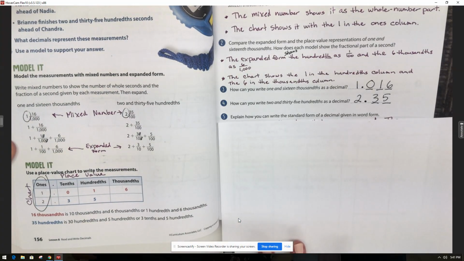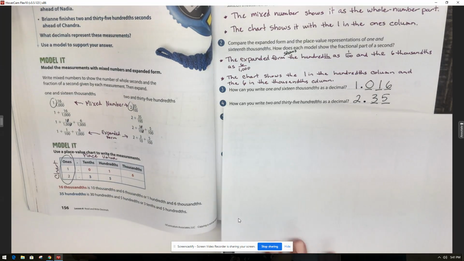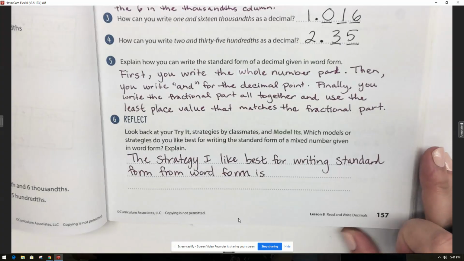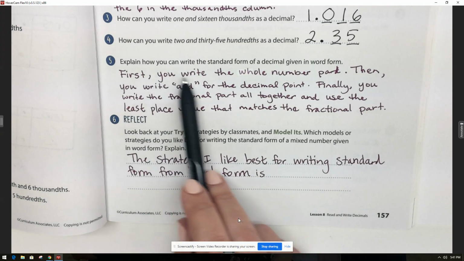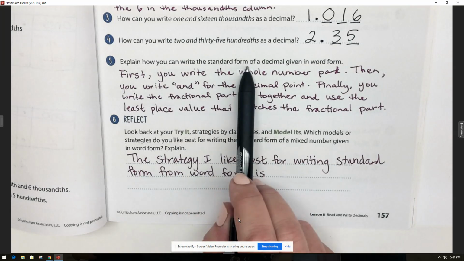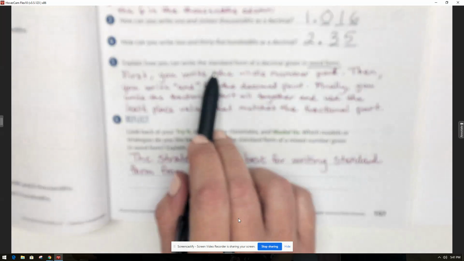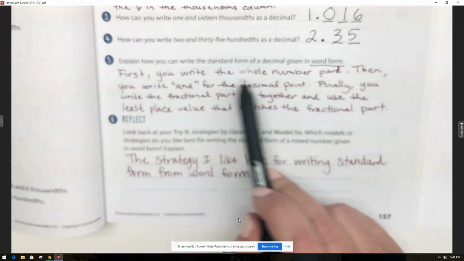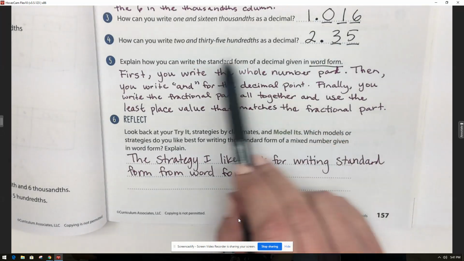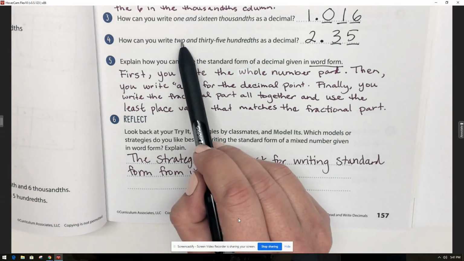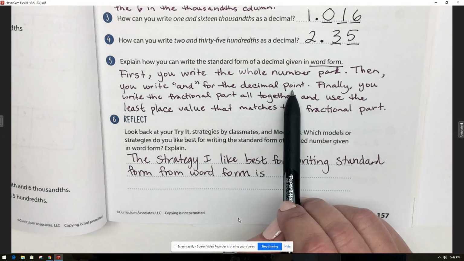Number 5 says, explain how you can write the standard form of a decimal given in word form. So this is a lot of words, so I'm going to go ahead and zoom in and read it to you so you can write it. You may end up needing to pause it to finish writing. It says, first you write the whole number part. So when you're given a word form and you want to write it in number form, first you're going to look at the beginning part. This 2, we're going to write the whole part of the number, like the 2. Then we're going to write and for the decimal point.